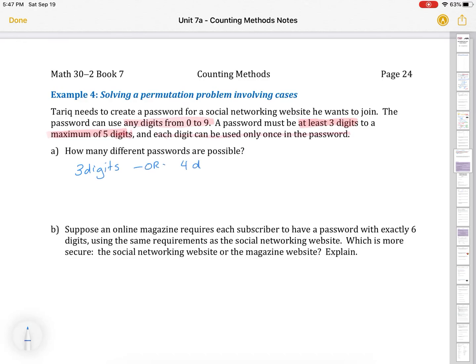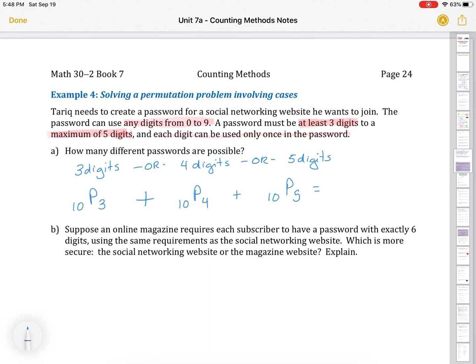So let's think about it. We have 3 digits, or 4 digits, or 5 digits. Okay? 3 digits, that means he's got 10 choices, or 10 different possibilities, and he's picking only 3 of them. Now it's an OR, so it's a plus. 4 digits means he's had 10, but he's picking 4. And 5 digits, again, it's an OR, so it's a plus. 5 digits is 10, and he's picking 5. Now we figure each of these out.